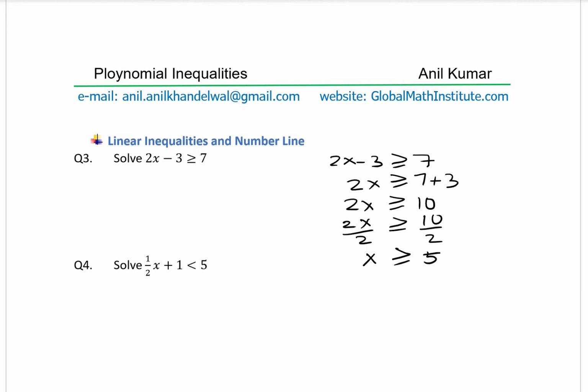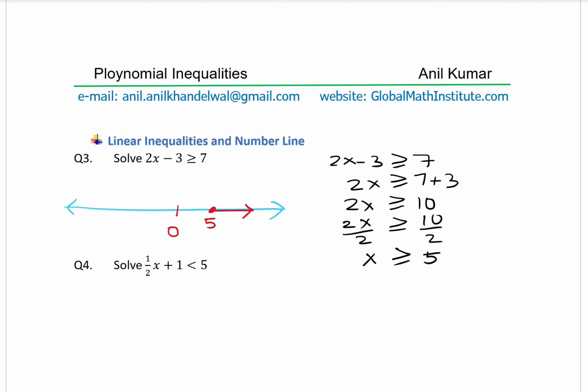Now to write this solution on a number line, we'll just draw a number line as shown here, and we know x is greater than or equal to 5. So in that case, we'll mark 0. 5 is on the right side and it is included, so we'll make a solid circle and an arrow, writing 5 at the point. So that indicates the solution. Is that clear to you? Perfect. Now, let's do the second question, which involves fractions.